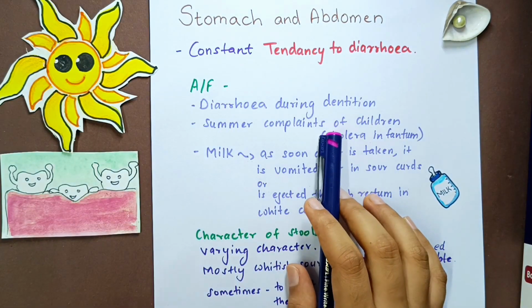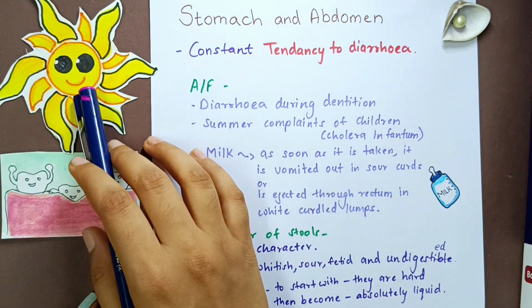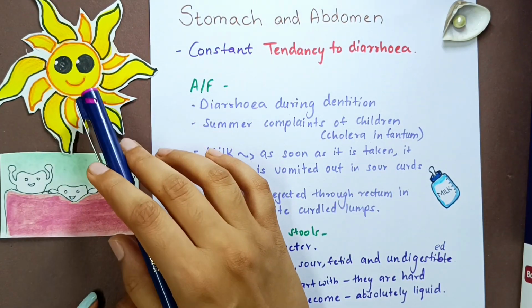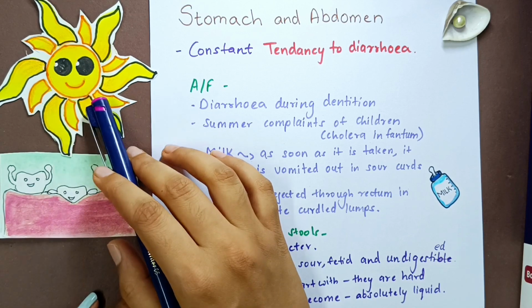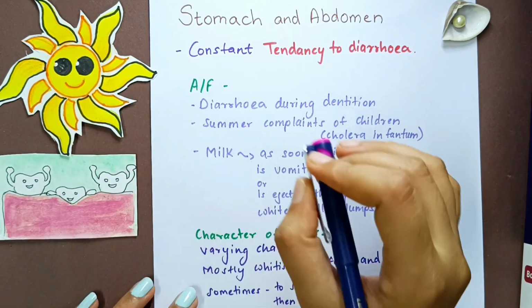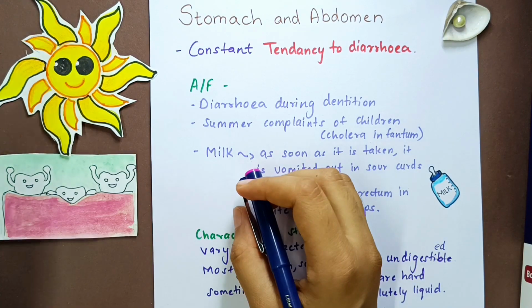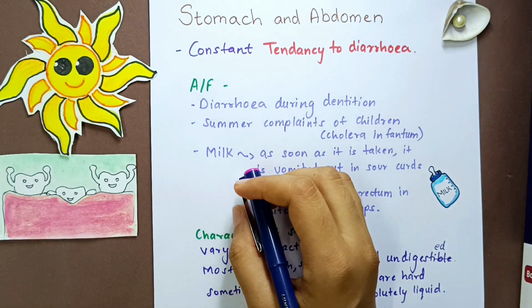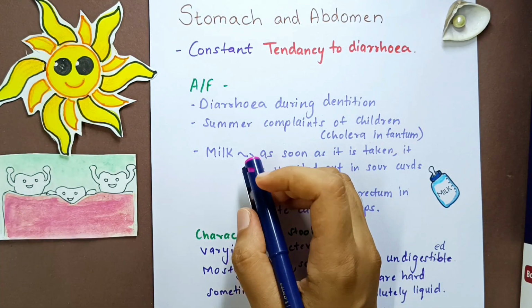Diarrhea occurs during summer as well. That is why I have taken this sun. The earlier time we saw this same picture was in Antim Crude, right? Because Antim Crude has a lot of aggravation from heat. It may be from the sun or from anywhere. Antim Crude cannot tolerate heat. There are a lot of issues.